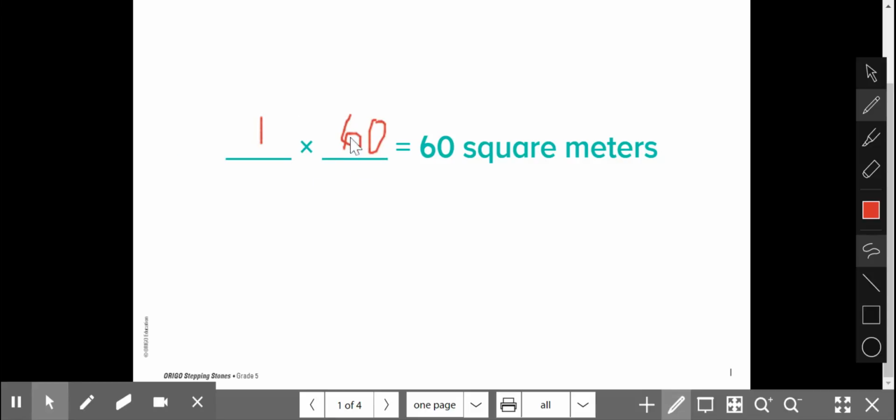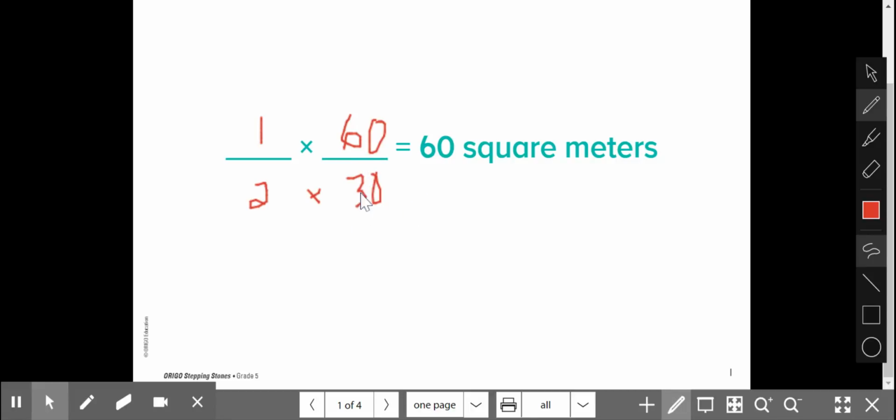Let's take this number and let's divide this by half. So half of 60 is 30. And if we divide this in half, we're going to multiply this by 2. So half of this, double this. So double of 1 is 2. If we take 2 times 30, do we still get 60? The answer is yes. Let's try and do that again. We'll do that a few different times.